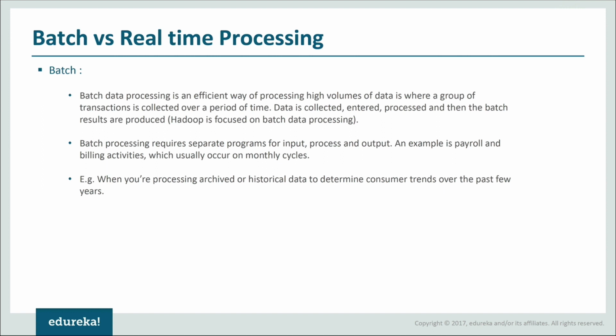Another example can be when you're trying to get some consumer trends over the past few years. So past few days maybe. You can ask questions like which shoes were most popular among adults in the last 30 days. So these are all batch processing tasks.